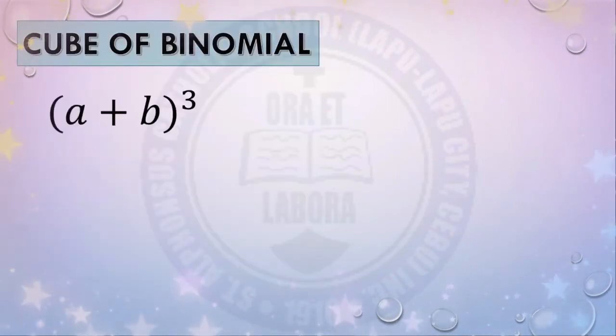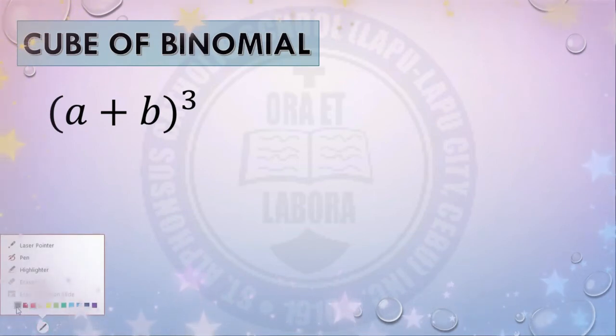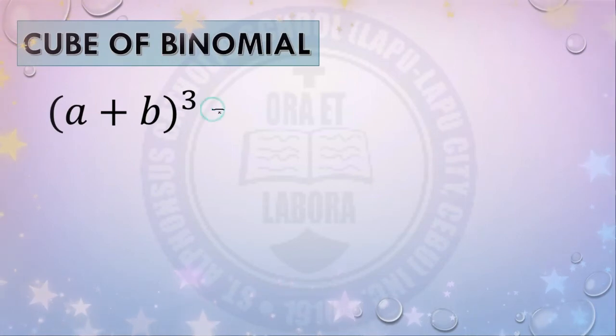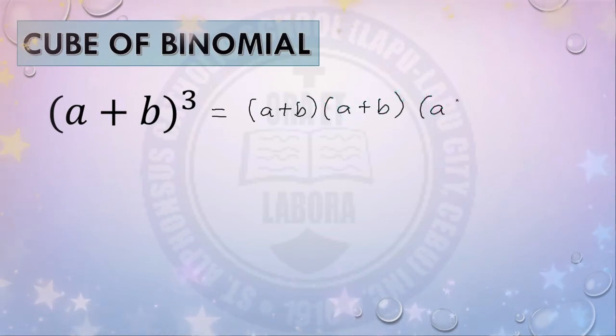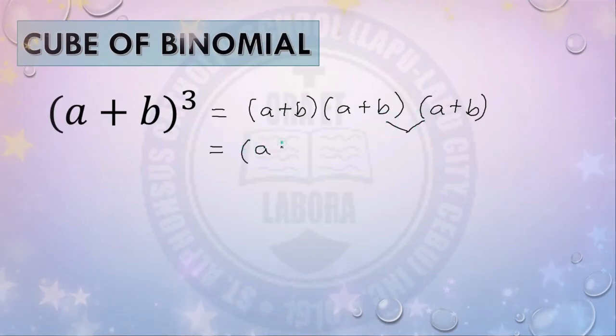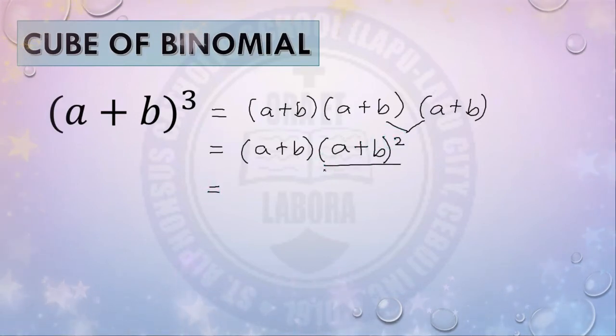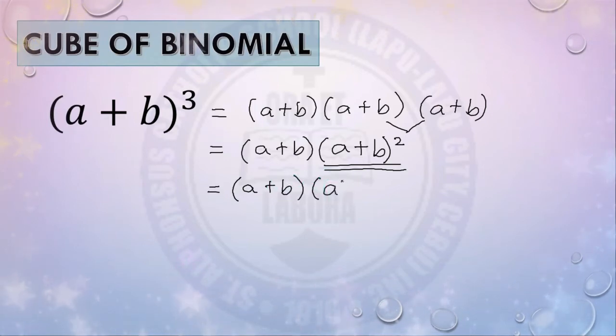We get the pattern by this long method. So if we're going to cube the binomial, it means that we're going to multiply that binomial 3 times by itself. So it is equal to a plus b times a plus b times a plus b. We're going to combine these two binomials here because they multiply by itself twice, so it means it's a plus b squared. And we are very familiar with this because we have already discussed it in the first topic, which is the square of a binomial. So we already know that squaring a binomial is equal to a squared plus 2ab plus b squared.